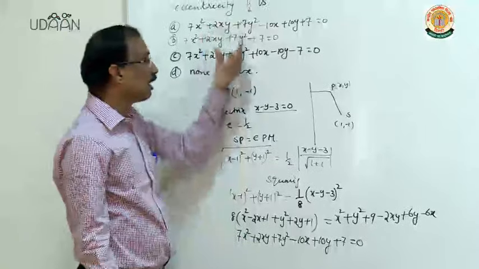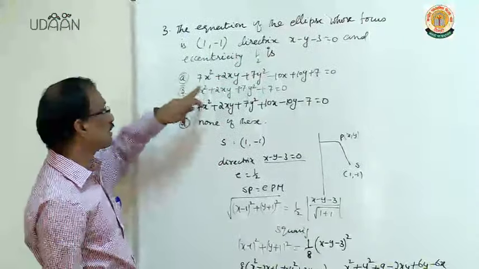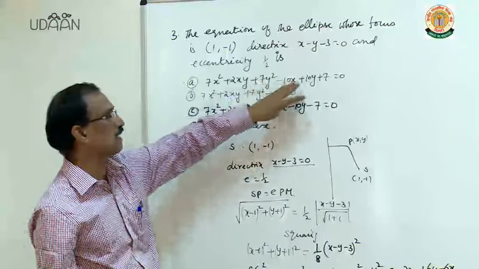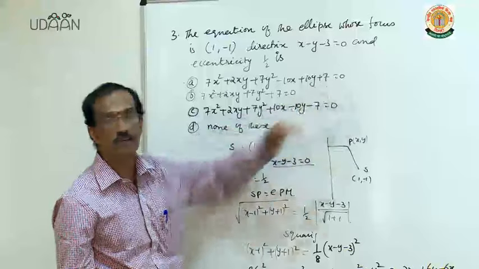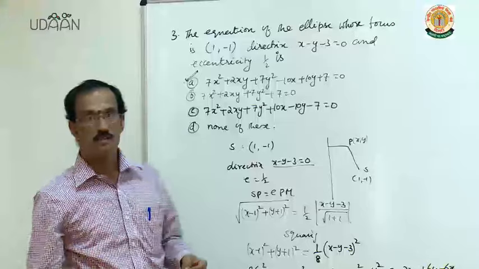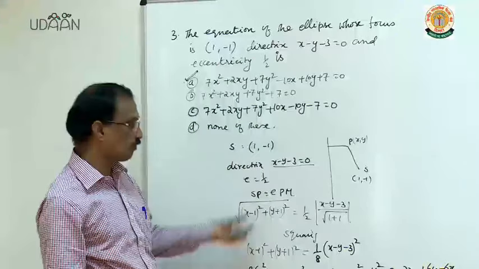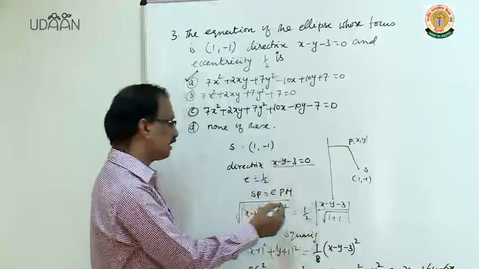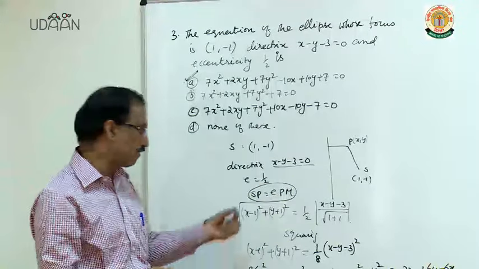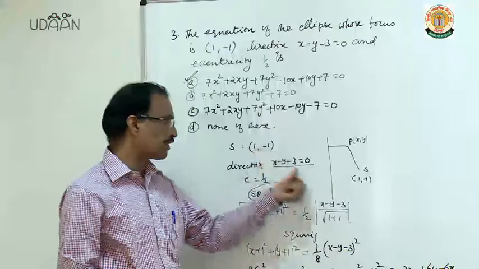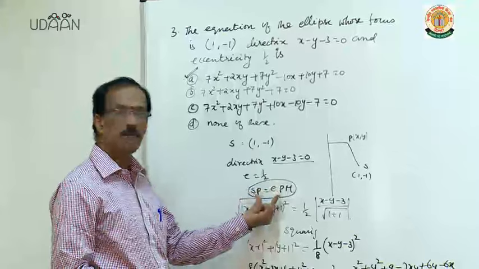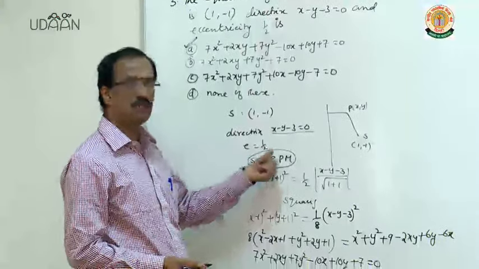Now check which option it will be. So 7x square plus 2xy plus 7y square minus 10x plus 10y plus 7 equal to 0 will be the right option for this question. So we used the condition SP equals e PM. When they have given the focus and a fixed line, that is a directrix, we get the equation with the help of the formula SP equals e PM.